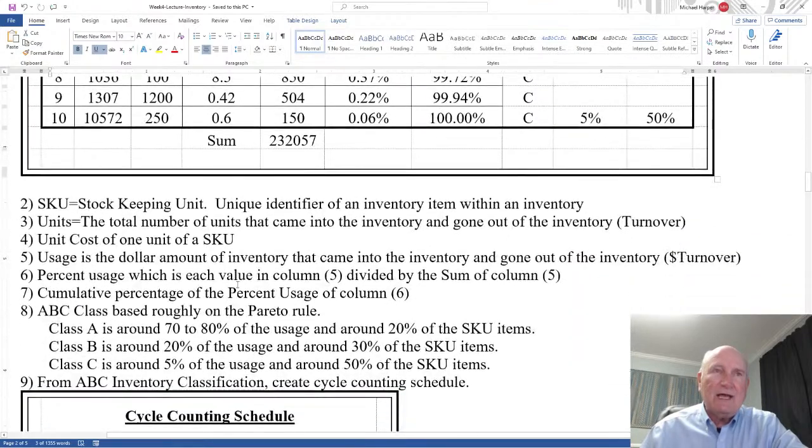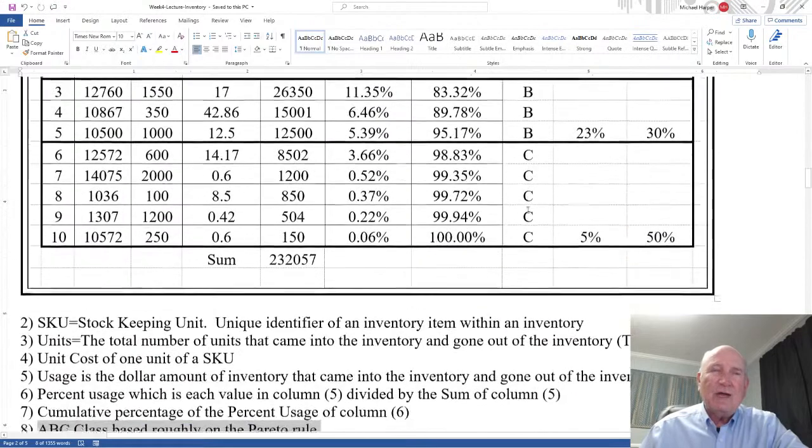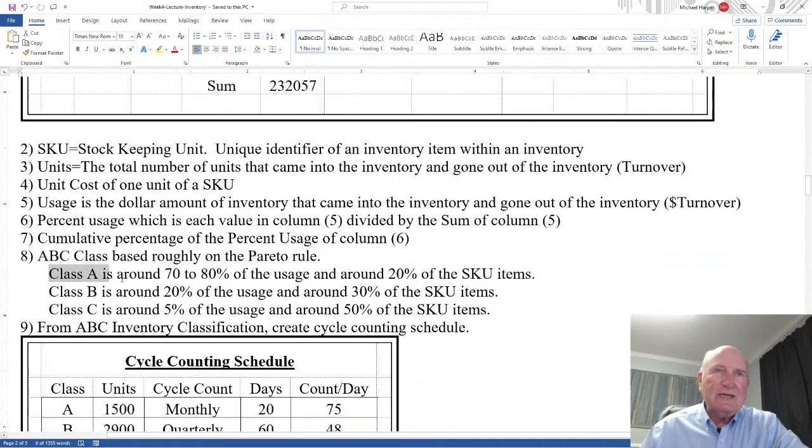So ABC classes are roughly based on something called the Pareto rule. In other words, here's the Pareto rule. Class A, around 70 to 80% of the dollar usage, is around 20% of the SKU items. Class B is around 20% of the usage, around 30% of the SKU items. And Class C is around 5% of the usage, around 50% of the SKU items.